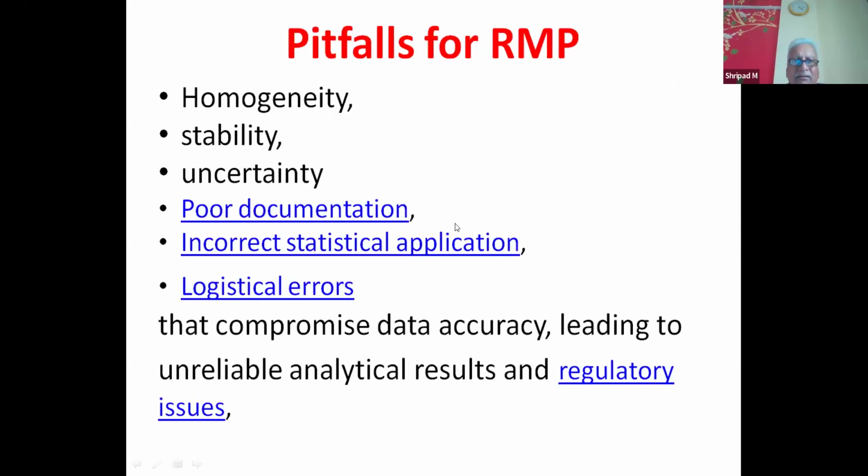There are particular steps which are important. There only we can have some risk, or say pitfalls. Very important are homogeneity, stability, then uncertainty measurement. If your documentation is not very good, there are also some risks or pitfalls that may happen. Then any incorrect statistical application, or statistical model we have used for any activity, there are chances to observe a pitfall there. Then logistical error also.